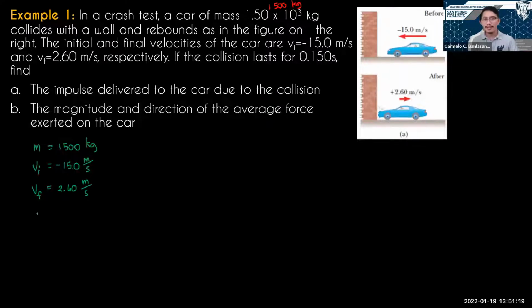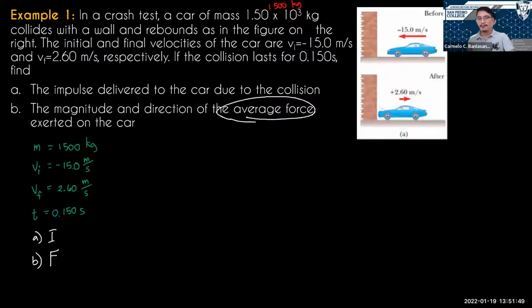Ayan. If the collision lasts for 0.150 seconds, so basically the time of impact is 0.150 seconds. Ayan. So let us calculate the impulse. For letter A, let us calculate the impulse. And for letter B, let us calculate the average force.